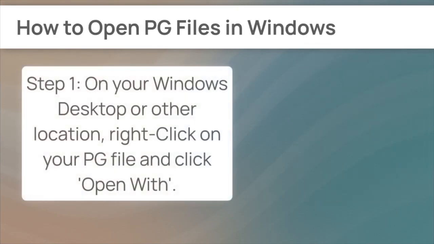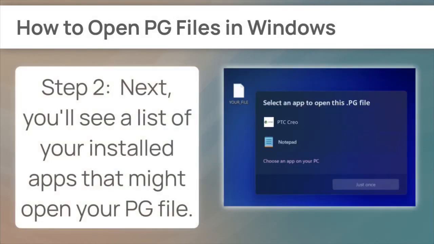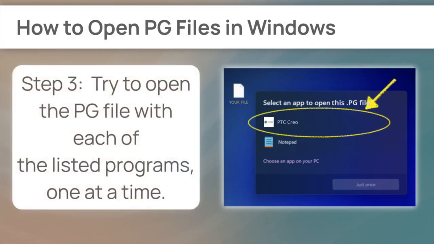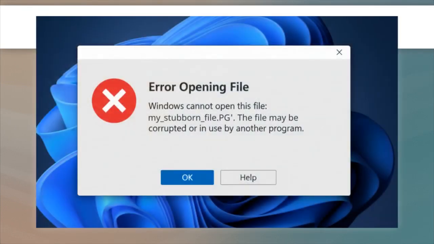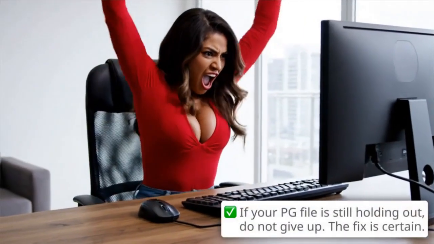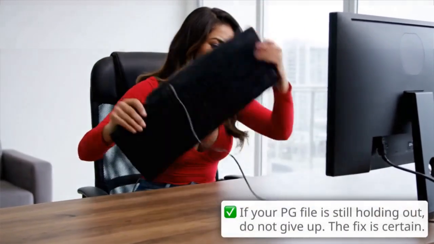Your first move is key. Right-click the PG file and select Open With. Test with PTC Creo if it appears. If it doesn't, select another program. It's often necessary to test multiple applications to solve the issue. If your PG file will not open, do not worry. Understanding the failure makes the fix easier. Before we use the universal tool, let's examine the common technical reasons behind this persistent error.